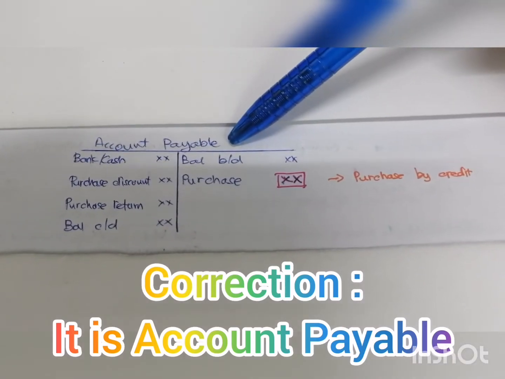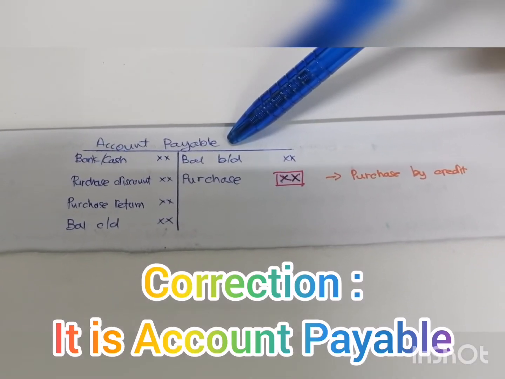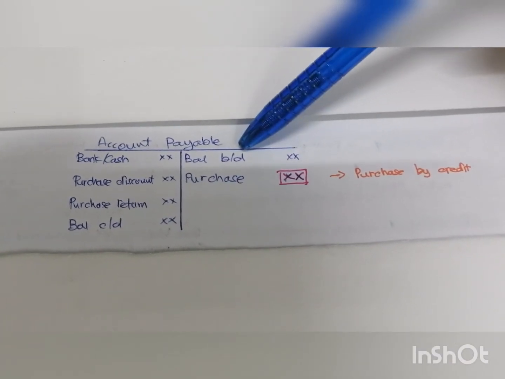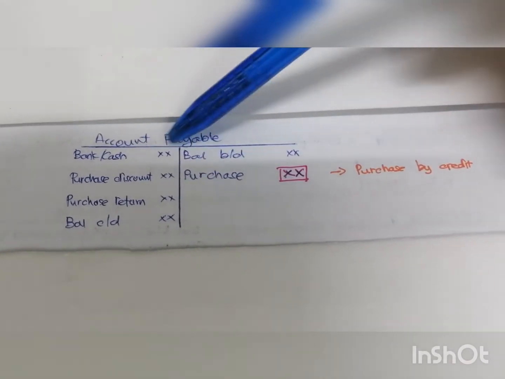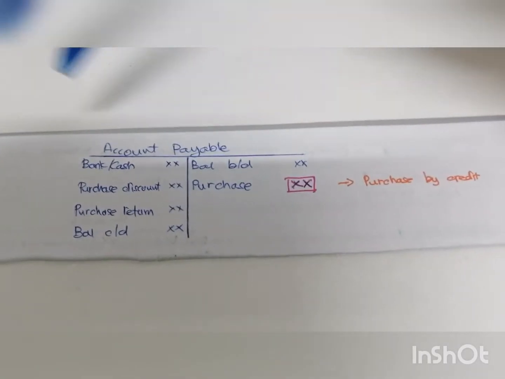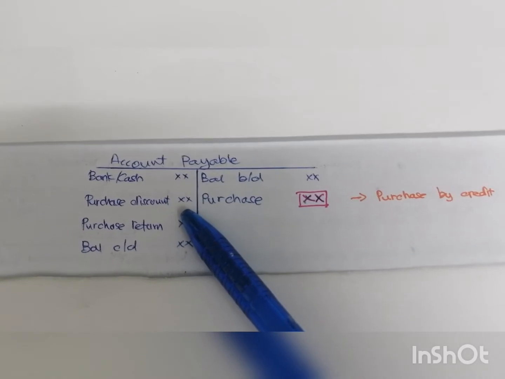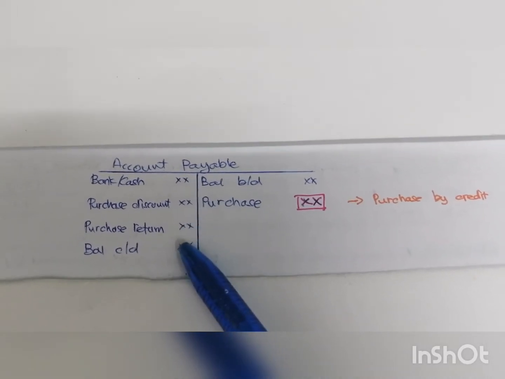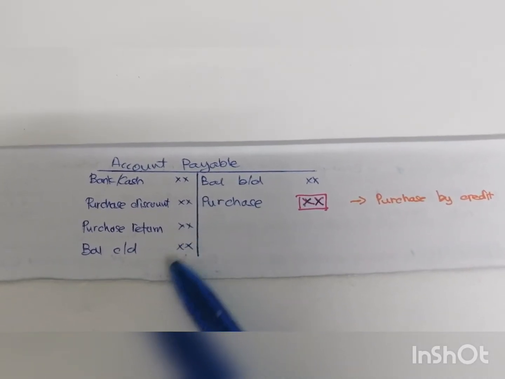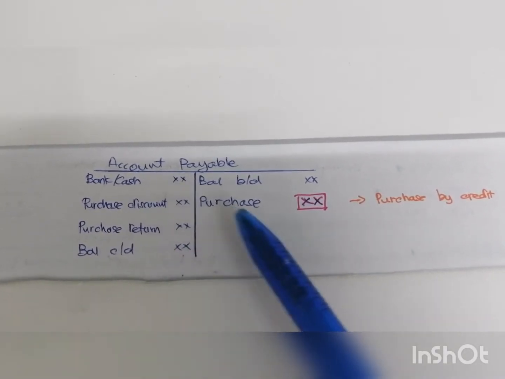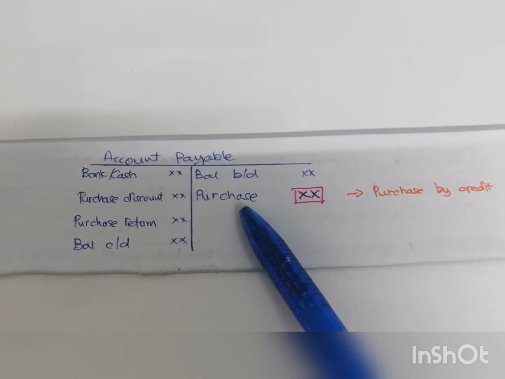To find out how much is the account payable using a T account, we credit balance brought down. Then we debit bank or cash, debit purchase discount, debit purchase return and allowance, and debit balance carried down. So we can find out how much is the account payable.